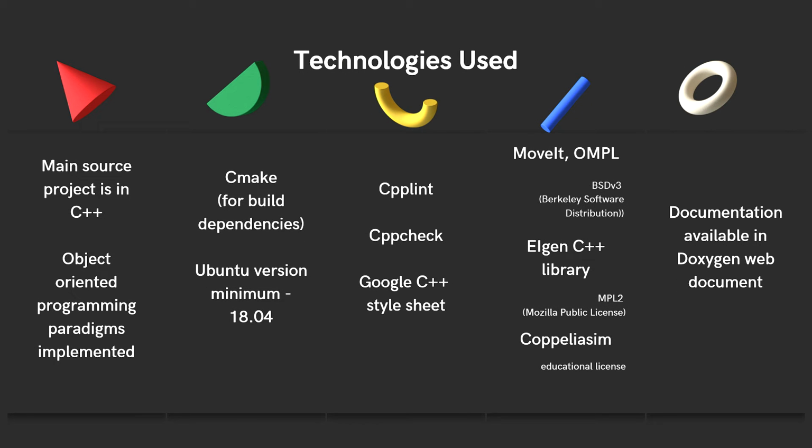So these are the technologies that we're using. Our main implementation is with C++ using the object-oriented programming paradigm. We're using CPP-lint as a design guideline, and there are three main robotic software packages that we're using, which are MoveIt, OMPL, and the Eigen C++ library. CoppeliaSim is our simulation environment.